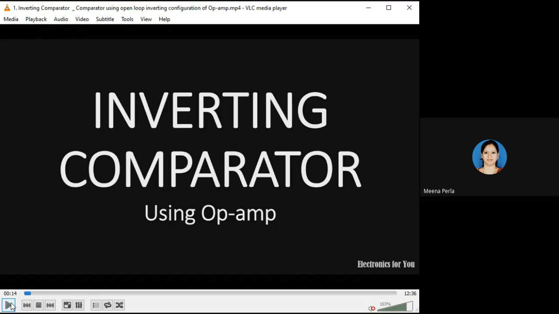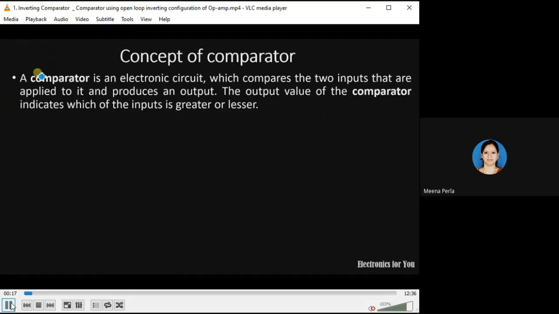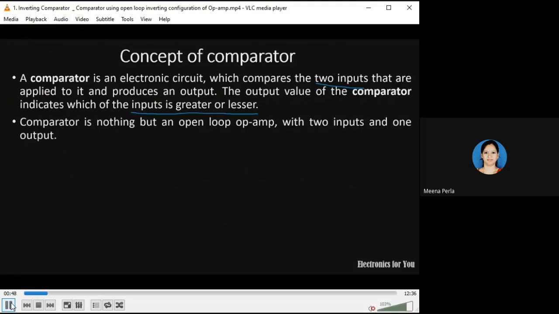So we are going to study the inverting comparator using op-amp. So let us see first what is the concept of comparator. A comparator is an electronic circuit which compares the two input signals that are applied to it and produces an output. The output value of the comparator indicates which of the inputs is greater or lesser. That is what the comparator is going to do, compare the two inputs.